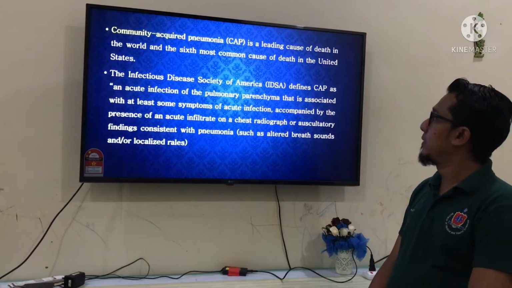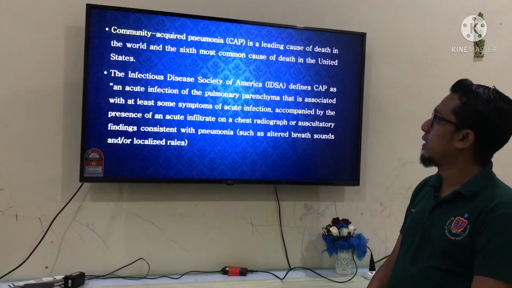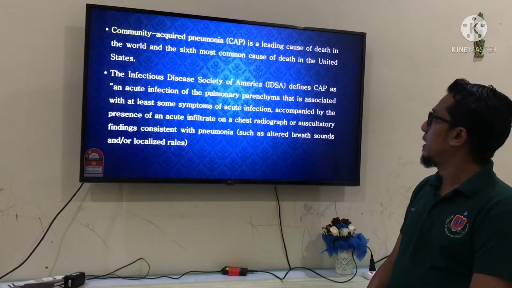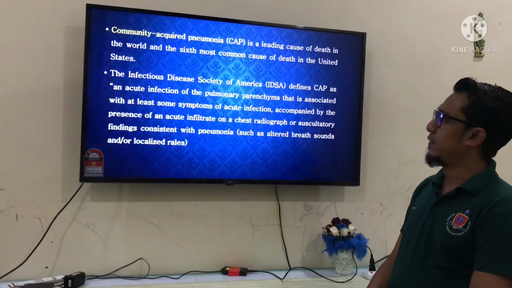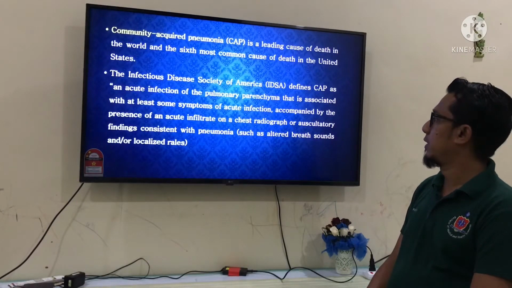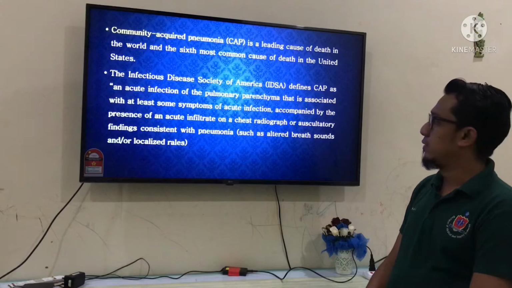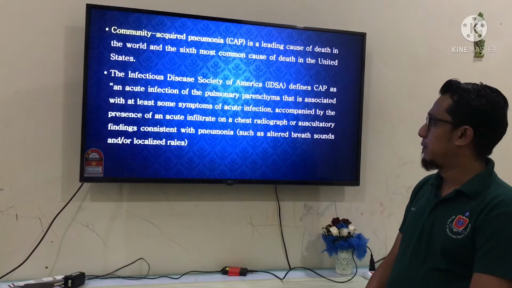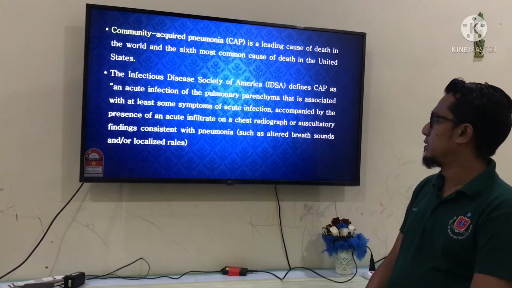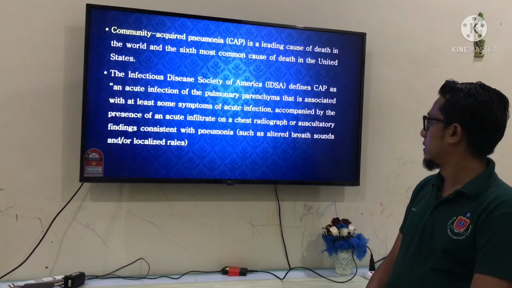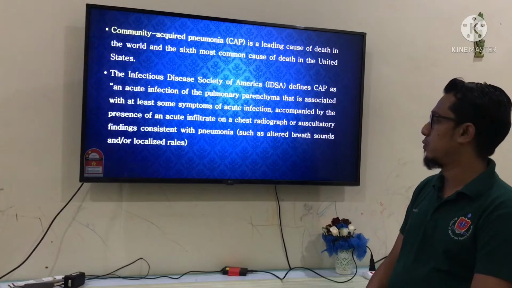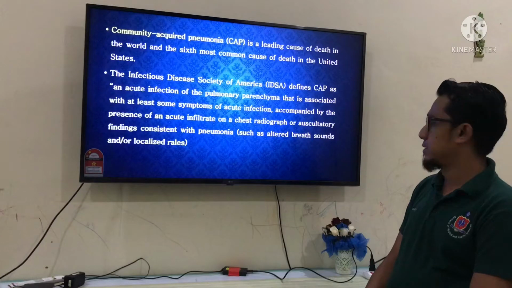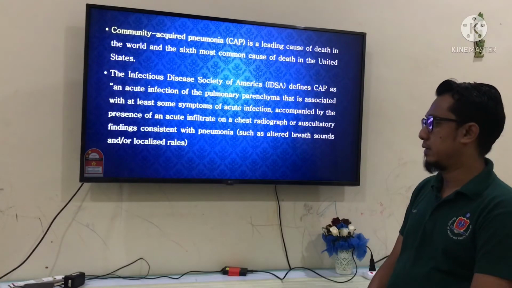Community acquired pneumonia (CAP) is a leading cause of death in the world and the sixth most common cause of death in the United States. The Infectious Disease Society of America (IDSA) defines CAP as an acute infection of the pulmonary parenchyma that is associated with at least some symptoms of acute infection, accompanied by the presence of an acute infiltrate on a chest radiograph or auscultatory findings consistent with pneumonia, such as altered breath sounds and or localized rales.